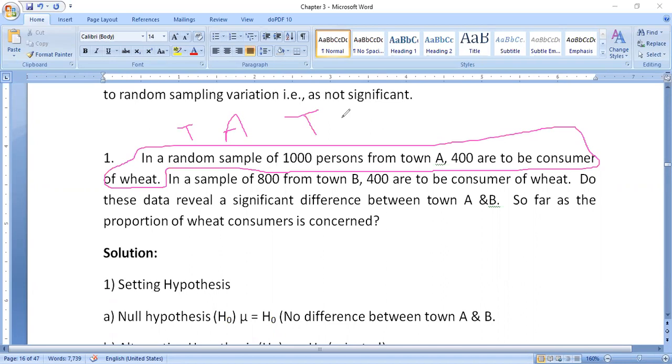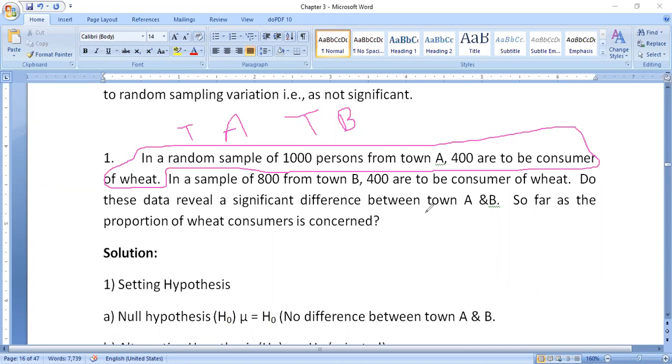Then the town B information will be there. You observe the town B information. In a sample of 800 from town B, 400 are consumers of wheat. Do these data reveal a significant difference between A and B so far as the proportion of wheat consumers is concerned? Here the town A and town B information is given in the question, and we need to do the problem.